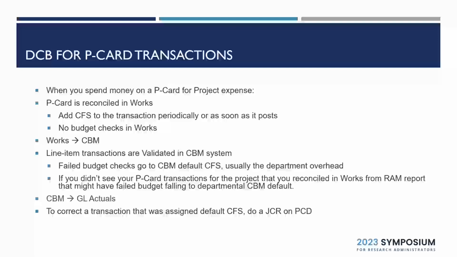If you did not see your PCAR transaction for the project that you reconciled in Works from the RAM report, it might have failed budget check, falling to your departmental CBM default. From CBM, the transaction will then post to GL actual. To correct your transaction that has fallen to your departmental CBM default chart field string, do a JCR on PCD journals. Next slide, please.